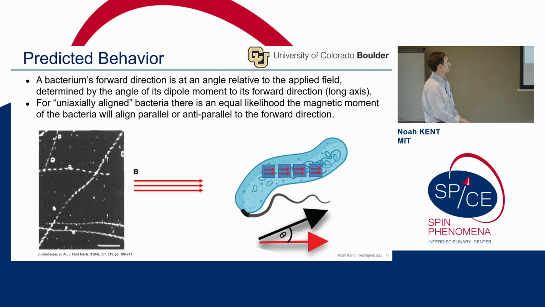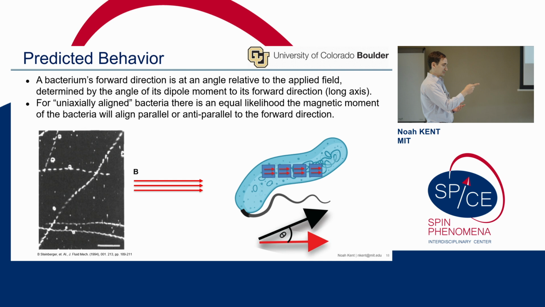The bacteria's forward direction is at an angle relative to the applied field, determined by the angle between its internal magnetic dipole moment and the bacteria's natural forward direction. So that really readily explains this weird behavior shown here, right? My bacteria's forward direction is this way, but my magnetosome chain is slightly off axis to its forward direction, so it's going to go at this weird angle.